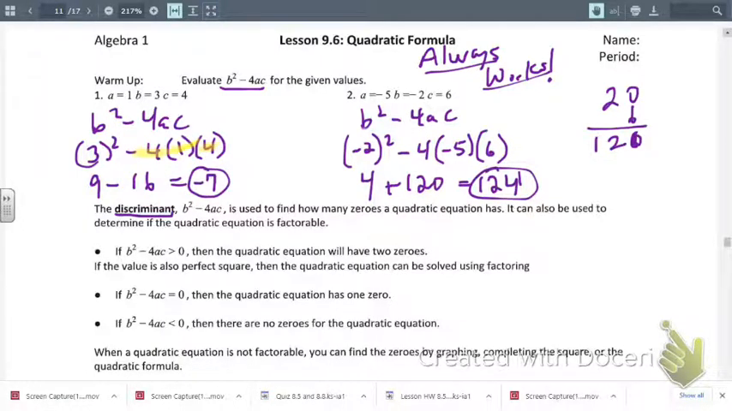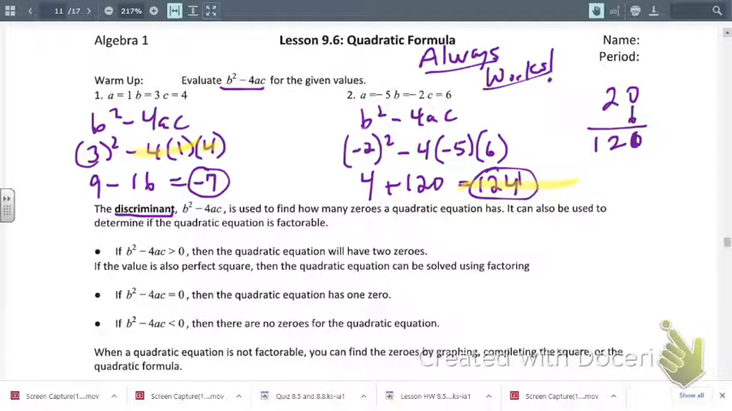This brings us to the next thing, the discriminant. That's the b squared minus 4ac. It's used to find how many zeros a quadratic equation has. It can also be used to determine if the quadratic equation is factorable. There are 3 different cases. If b squared minus 4ac is greater than 0, so in this case it was, then the quadratic equation will have 2 zeros. If the value is also a perfect square, then the quadratic equation can be solved using factoring.